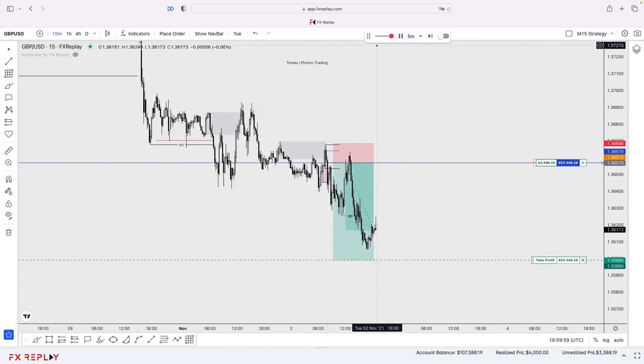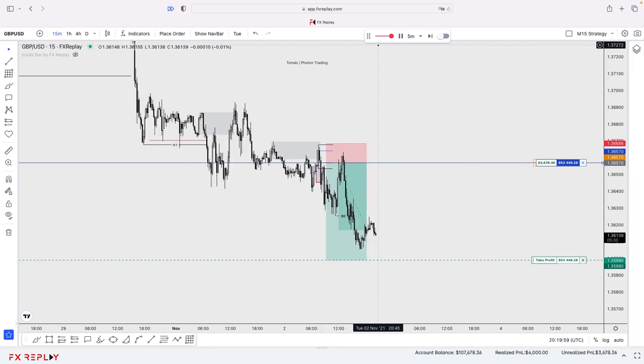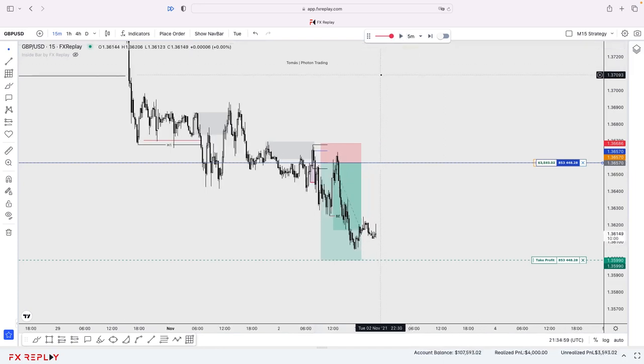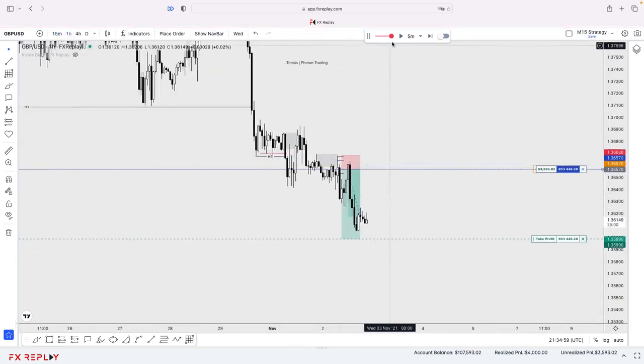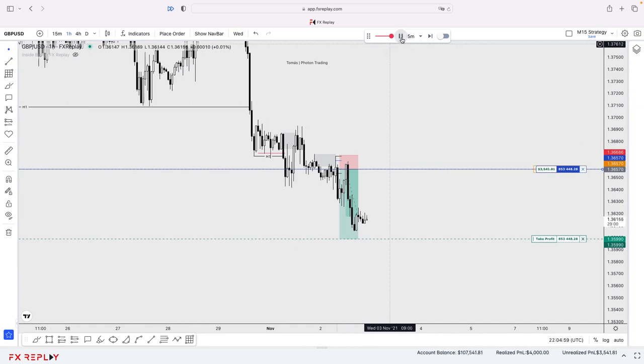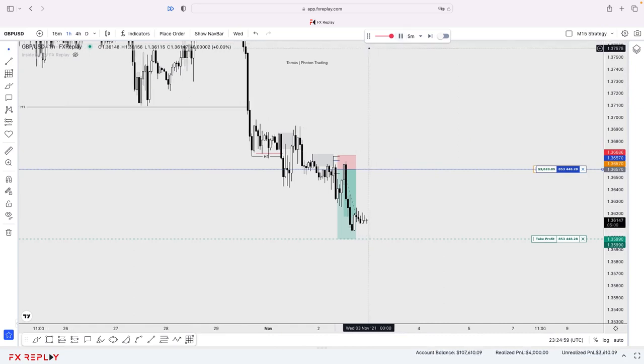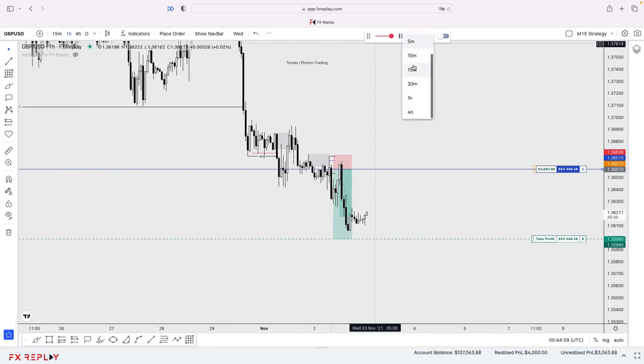Let's see. Okay, so we are in Asia. So I'll just go to H1 like I always do, and I wait for more confirmation. I want to see price action on H1. I'll just speed up a little bit.